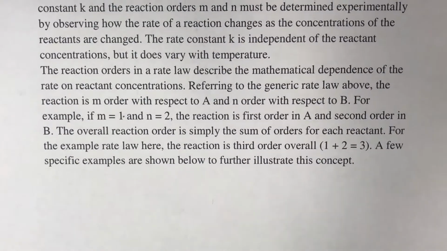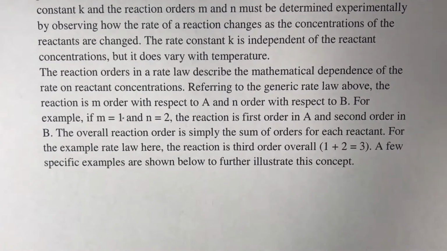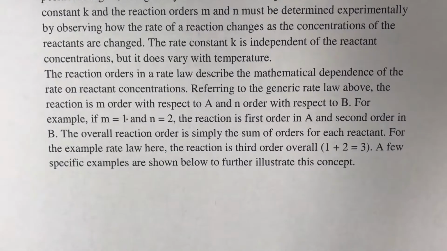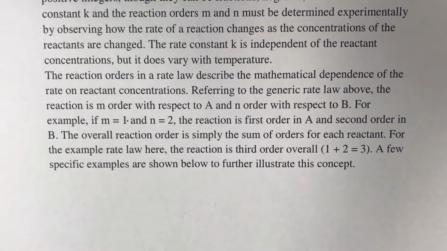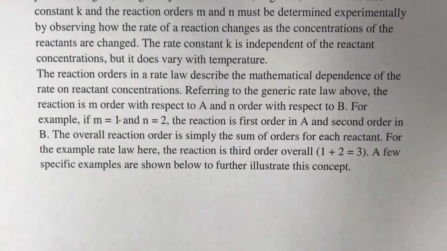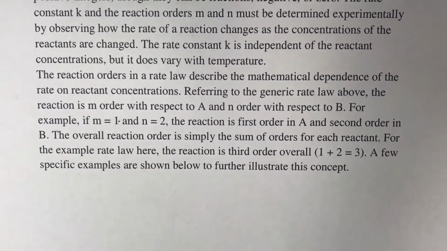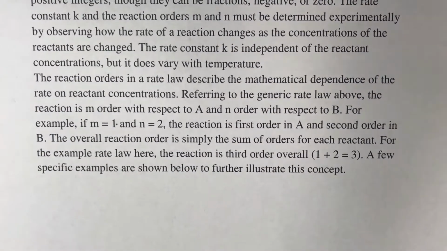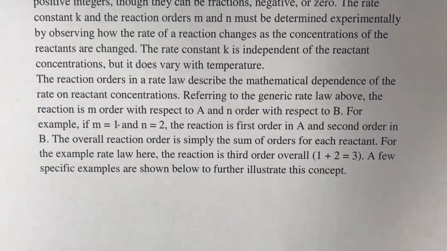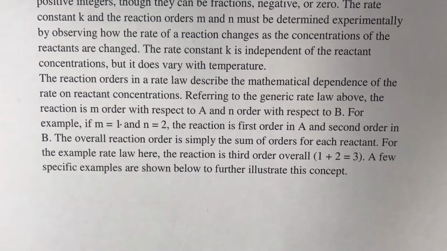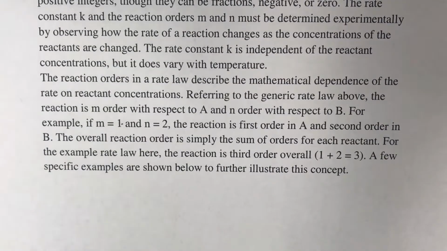The reaction orders in a rate law describe the mathematical dependence of a rate on reactant concentrations. Referring to the generic rate law above, the reaction order m is with respect to A and n is the order with respect to B. For example, if m equals 1 and n equals 2, the reaction is first order in A and second order in B. The overall reaction order is simply the sum of orders for each reactant.